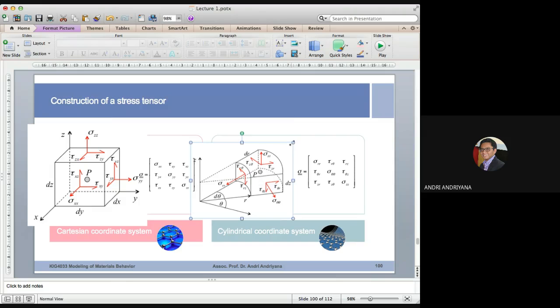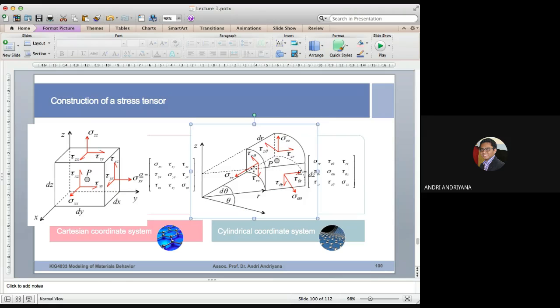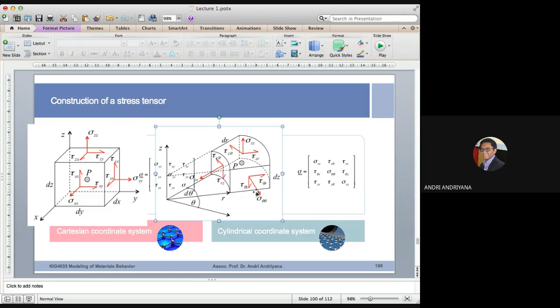If, let's say, I zoom in here, so here I look at the plane on the top. Here, the normal stress is obviously sigma zz because it is along direction z. The normal stress in this plane is along direction theta, so it is sigma theta theta. Okay, and then the normal stress here is sigma rr because it is along the radial direction.